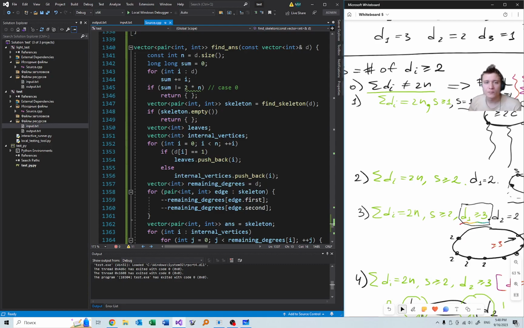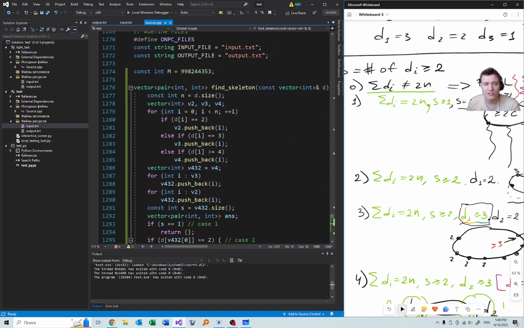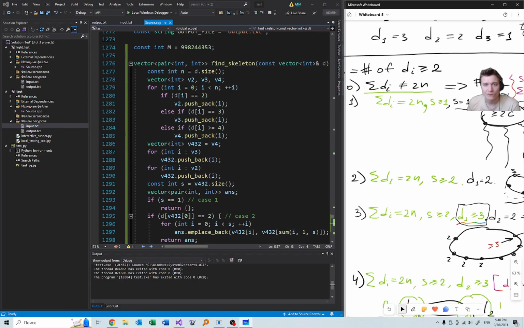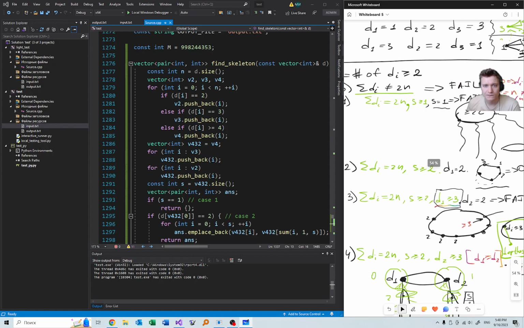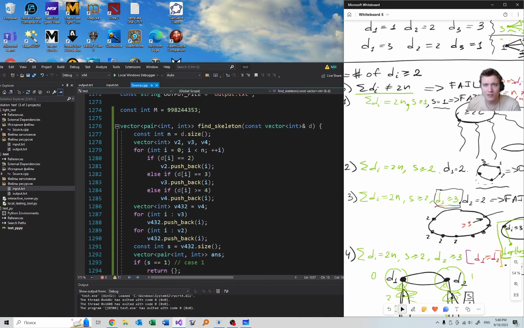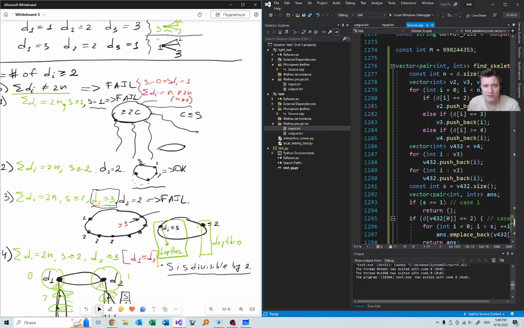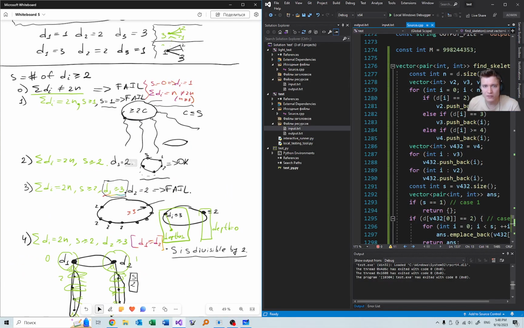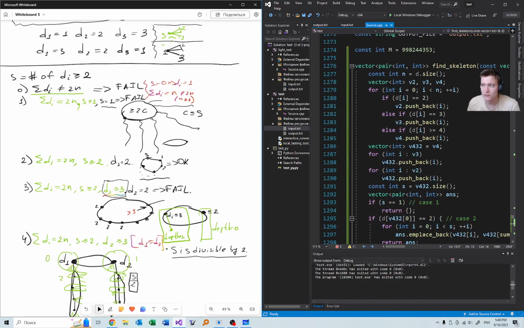So obviously the problem is that the skeleton is incorrect. Let's look at the skeleton. Or I think I will swap them. So here is the picture and here is my code. So I will shrink this down.